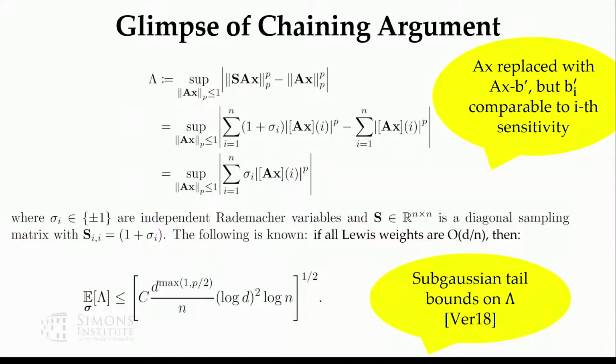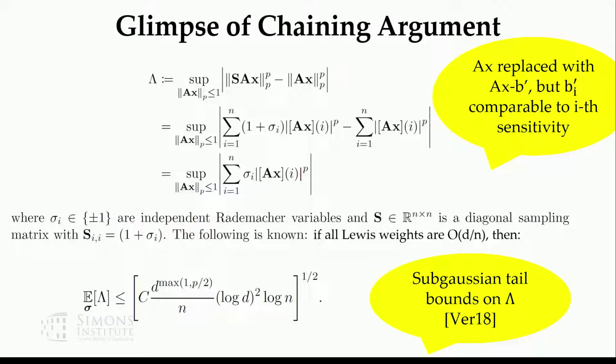Here's a glimpse of the analysis, the Ledoux-Talagrand analysis that I was talking about. So the idea is to look at this quantity capital Lambda. It's the supremum over vectors x such that the p-norm of Ax is at most 1. We said we could look at those vectors because those are the only vectors that can give you 1 plus epsilon approximate solutions. And what we want to look at is the p-norm to the p of SAx minus the p-norm to the p of Ax. We want this supremum to be small. We want it to be at most epsilon.